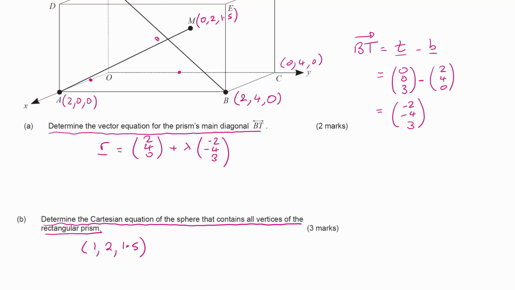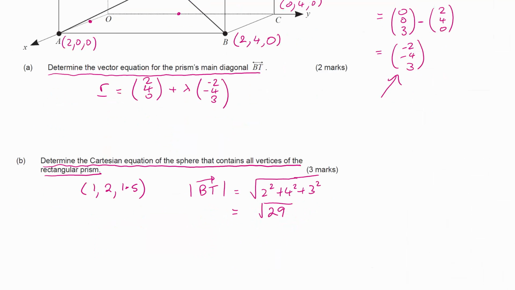Now, what about the radius? Well, the modulus of BT would be the square root of 2 squared plus 4 squared plus 3 squared, from this vector here, which is the square root of 29. That means the radius would be root 29 on 2.